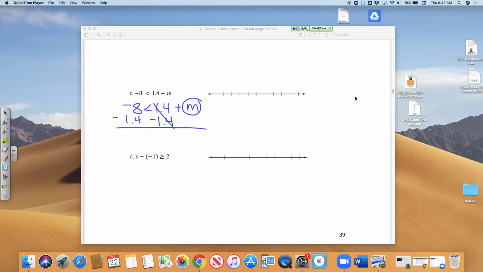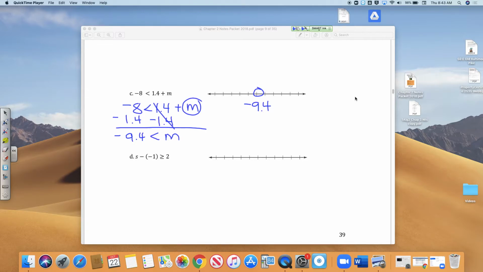-8 minus 1.4 is -9.4, and this is going to be less than m. Now, my brain does not work this way. I struggle with graphing these. I know that I can put -9.4 on the graph because I only need the endpoint on there. I also can tell that it's an open circle. I know that it's an open circle because it's just a less than symbol.